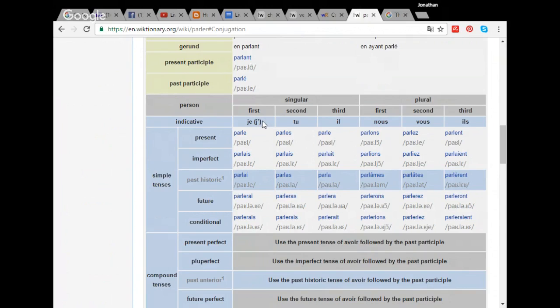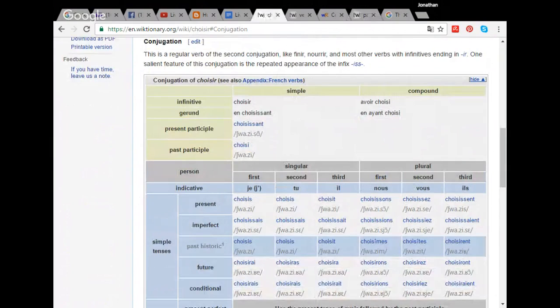Sometimes when you have a verb that starts with a vowel sound, like avoir, or a silent H, like habiter, to live, in those cases you get rid of the E and contract the subject pronoun je with the verb, and you get j'ai or j'habite. So you need to remember that for some verbs that start with a vowel sound or a silent H. And you can see these tables for choisir. You can see the pronunciation here: choisis, choisis, choisit. Over here, choisissent, so you have that sound, and choisissons, choisissez. Those are separated.